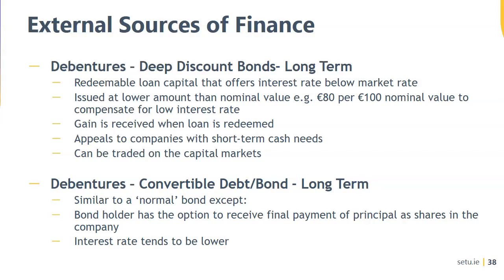The next form of debenture we have is a convertible debt or bond. This is similar to a normal bond, except the bondholder has the option to receive final payment of principal as shares in the company, and the interest rate tends to be at a lower rate.